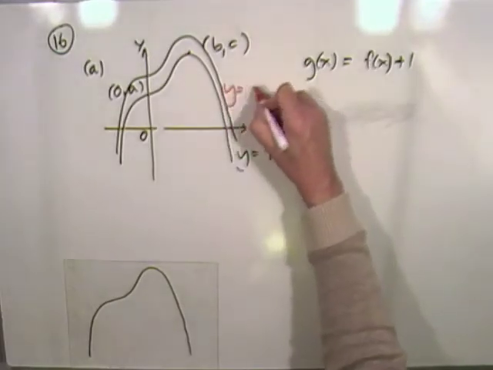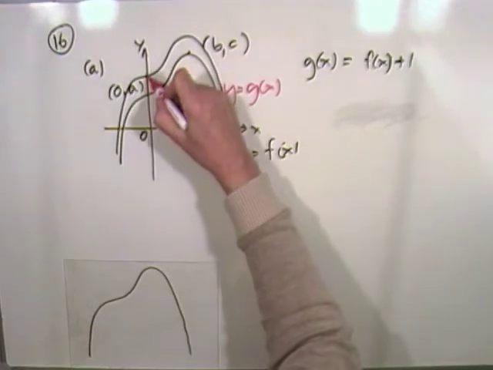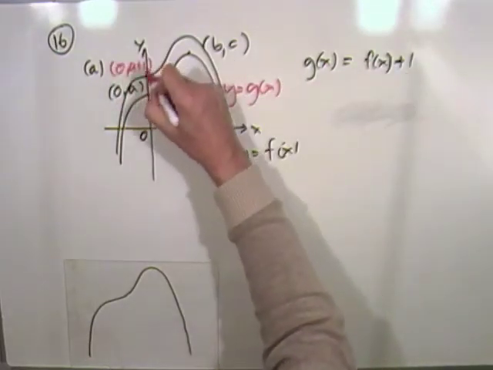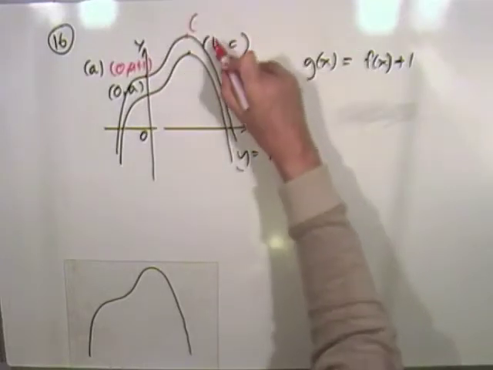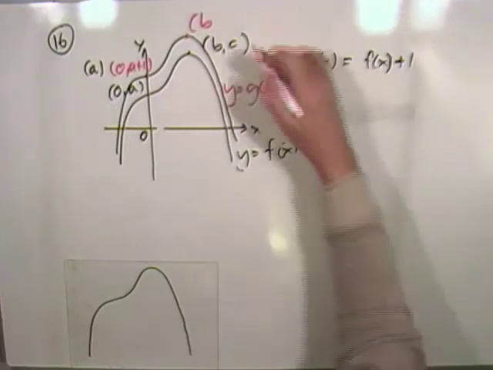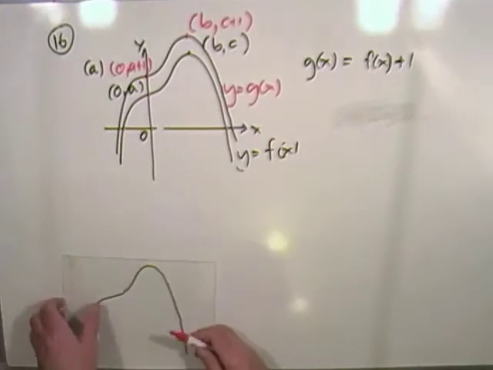So there's y equals g of x. Just put in those 2 points. So that's still at 0, but the answer is going to be 1 higher. So 0, a plus 1. And that point is still going to be at b. There was no alteration inside it, but the answer is going to be 1 bigger. So b, c plus 1. Okay, that was the first part.